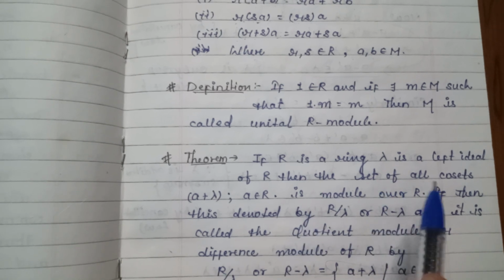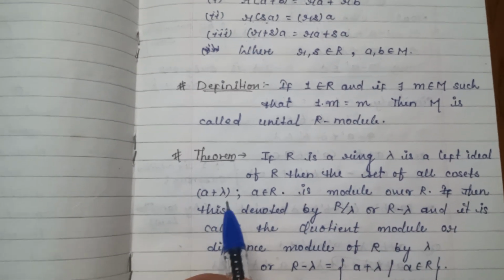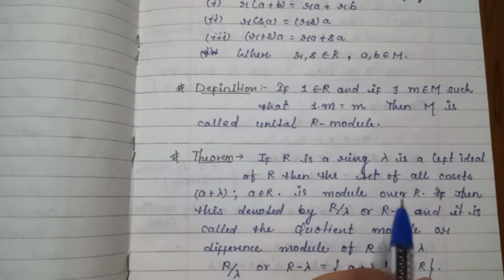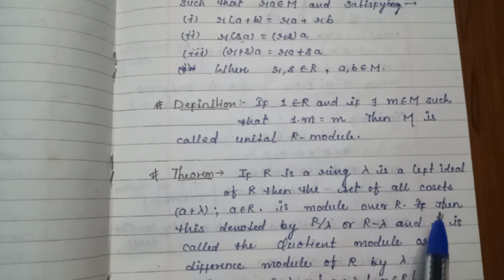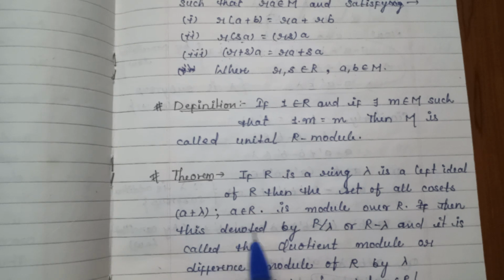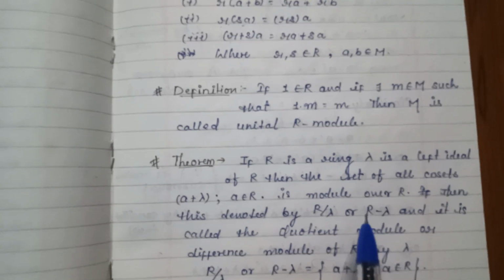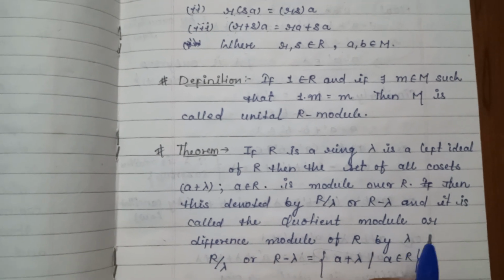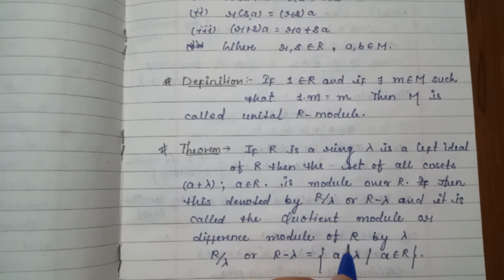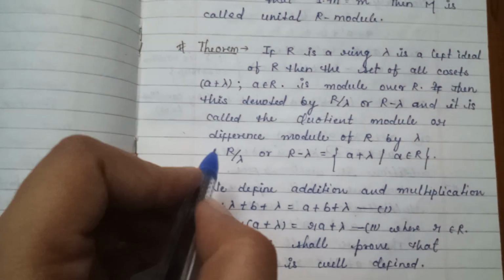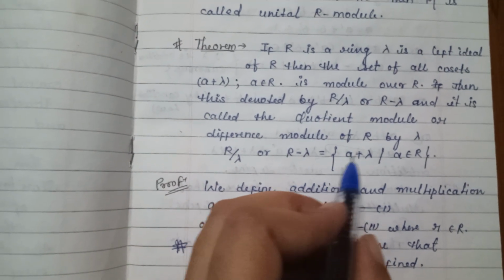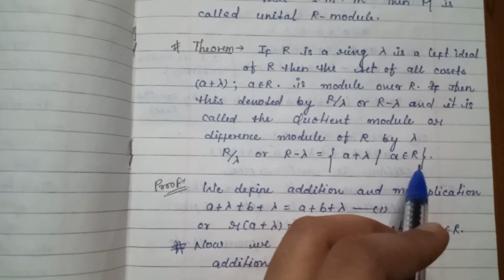then the set of all cosets a + lambda such that a belongs to R is a module over R. This is denoted by R/lambda or R − lambda, and it is called the quotient module or difference module of R by lambda. R/lambda or R − lambda is equal to {a + lambda such that a belongs to R}.